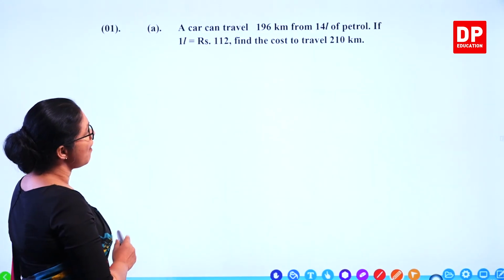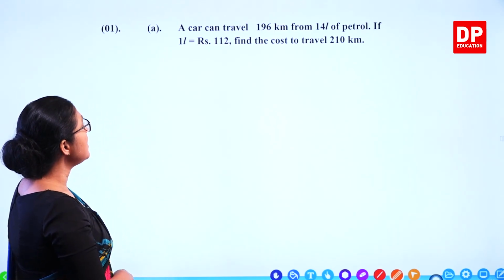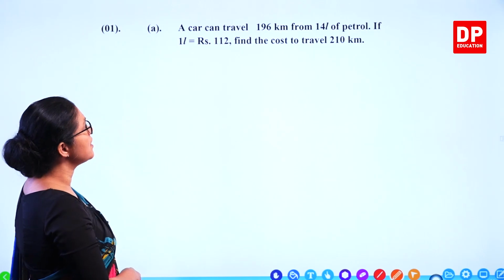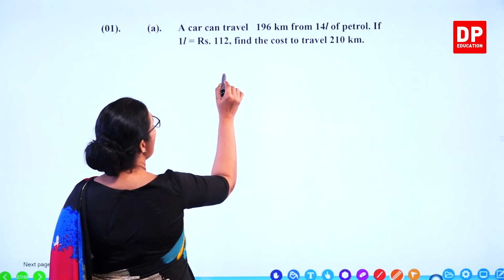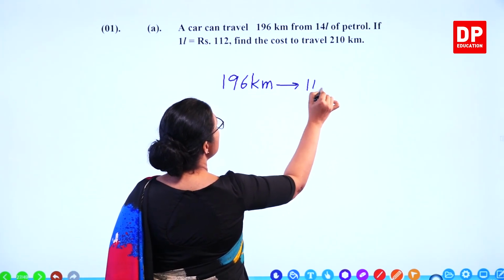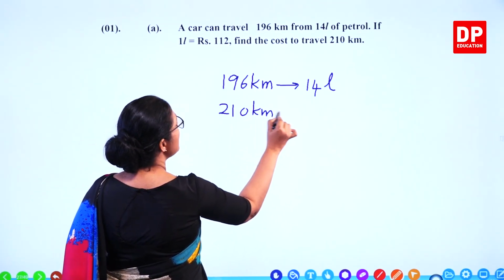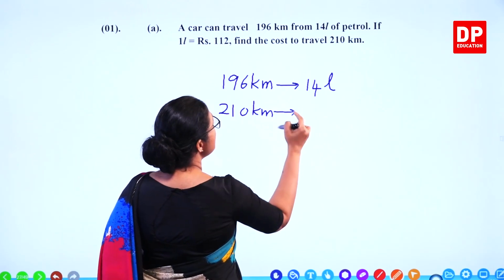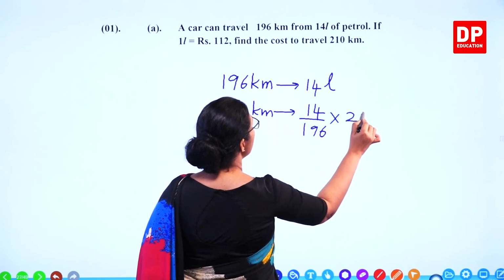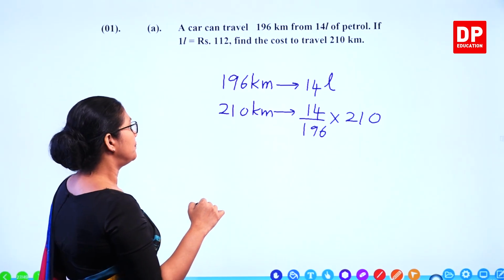A car can travel 196 kilometers from 14 liters of petrol. If 1 liter costs 112 rupees, find the cost to travel 210 kilometers. So 196 kilometers is 14 liters of petrol. If it's 210 kilometers, how many liters do you need? 14 divided by 196 into 210. What's the value?